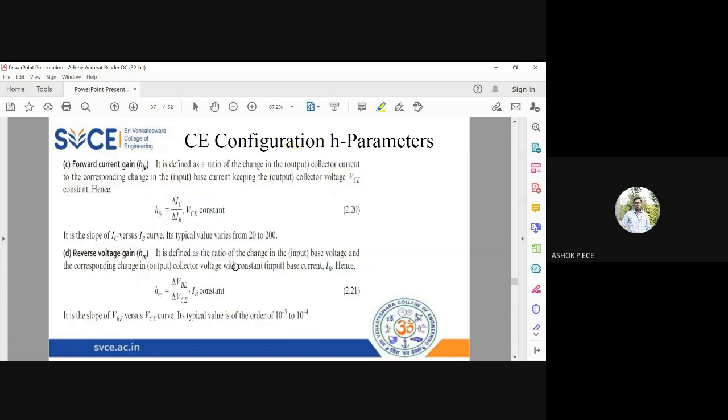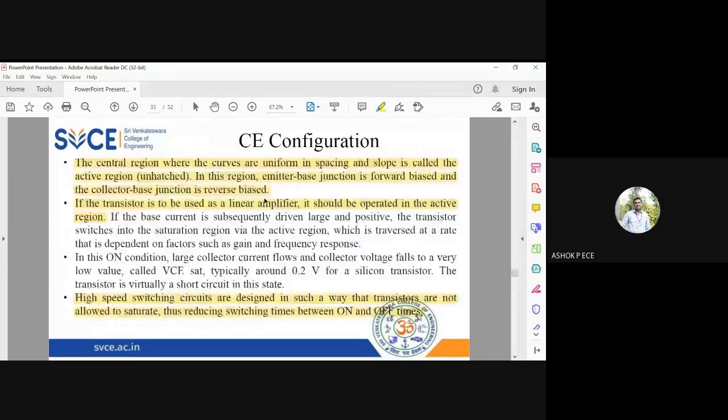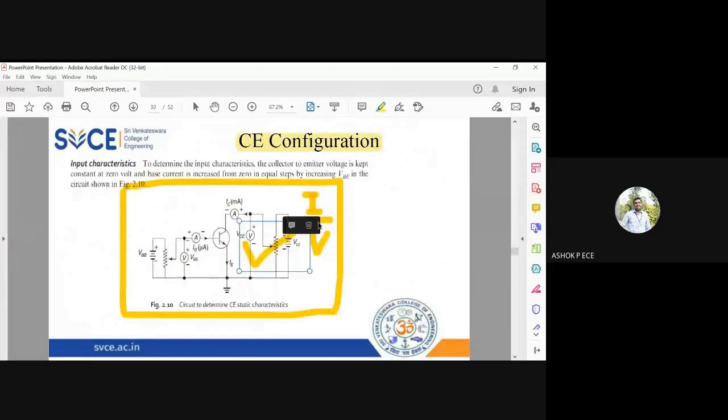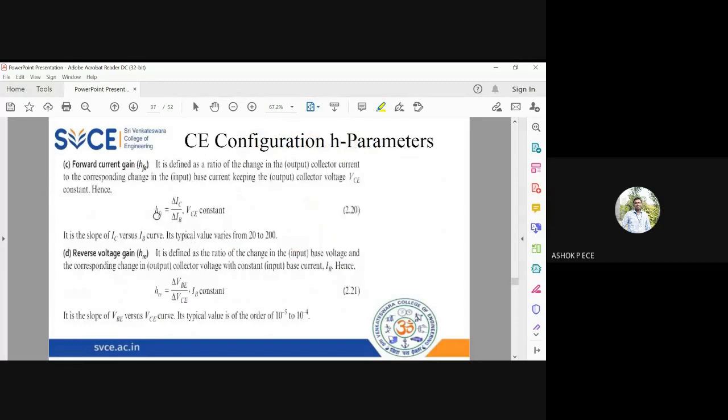Okay, forward current gain. I'll go back to the diagram again. Forward current gain is output by input. What is the output current? IC. What is the input current? IB, at constant VCE. So it is called HFE. HFE is the hybrid forward current gain. E stands for common emitter. So HFE equals delta IC by delta IB at constant VCE.